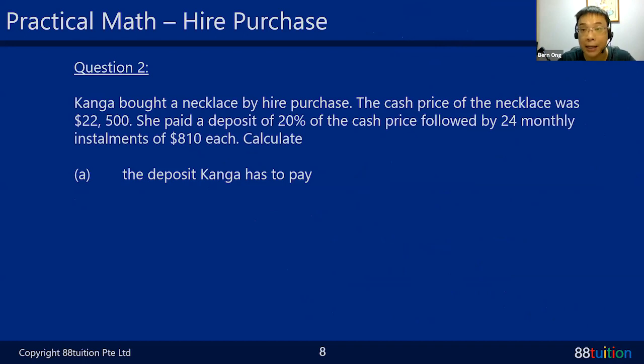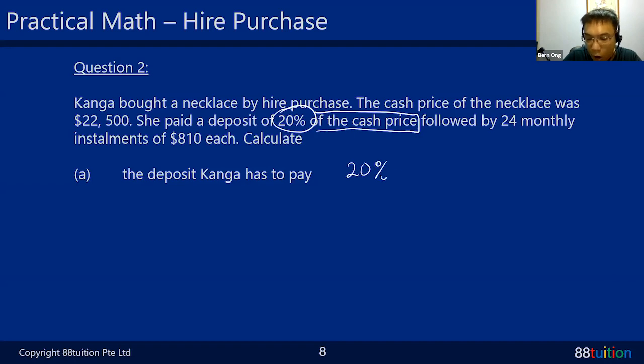She bought a necklace by hired purchase. The cash price of the necklace was 22,500. That's the actual price. If you have 22,500, you just give it to them. But she doesn't have it, so she had to pay by hired purchase. She paid a deposit of 20% of the cash price.